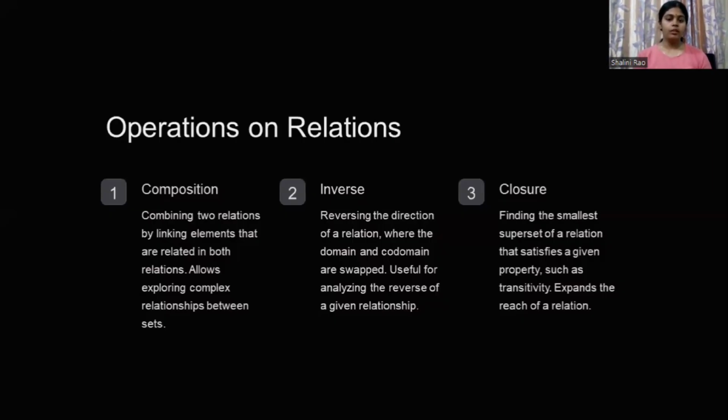Operations on relations. Composition. Combining two relations by linking elements that are related in both relations allows exploring complex relationships between sets. Inverse, reversing the direction of a relation where the domain and codomain are swapped, useful for analyzing the reverse of a given relationship. Closure, finding the smallest superset of a relation that satisfies a given property, such as transitivity, expands the reach of a relation.